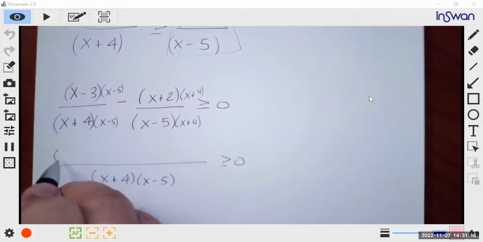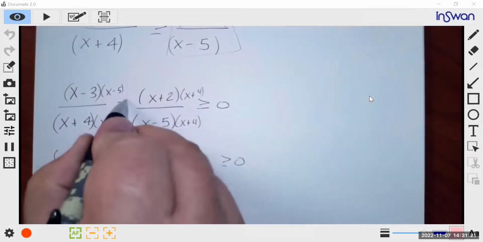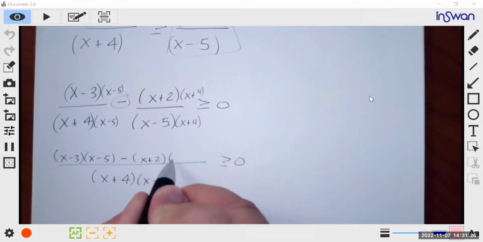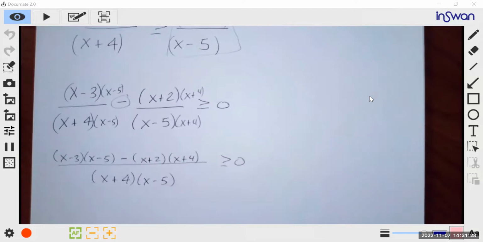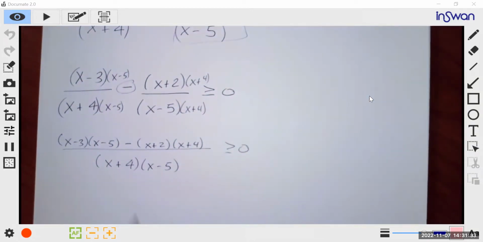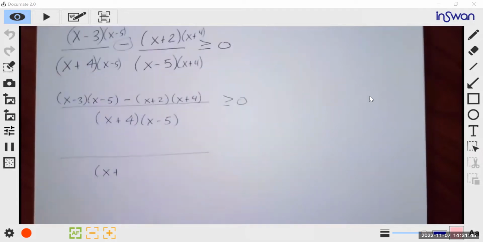Now on top, we have X minus 3 times X minus 5, minus X plus 2, X plus 4. Don't ever multiply your bottoms. Leave your bottoms the way they are so you can see if anything cancels out. Much easier. So we have X plus 4 on the bottom, X minus 5.